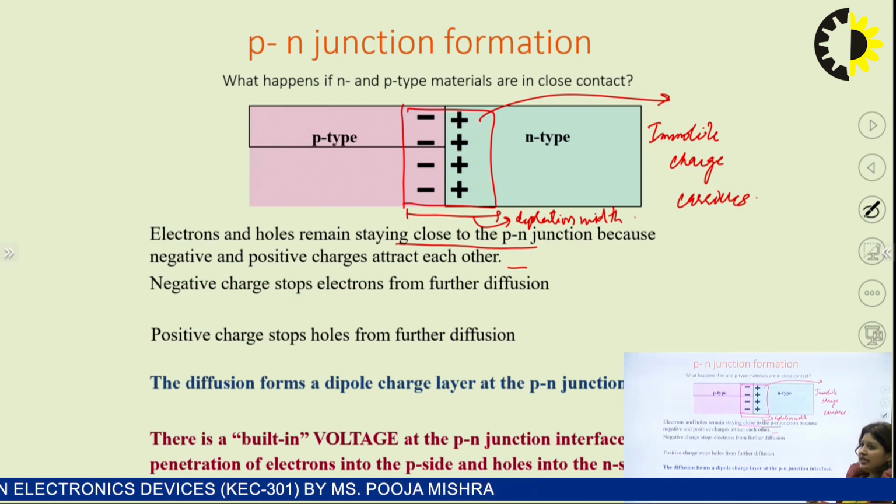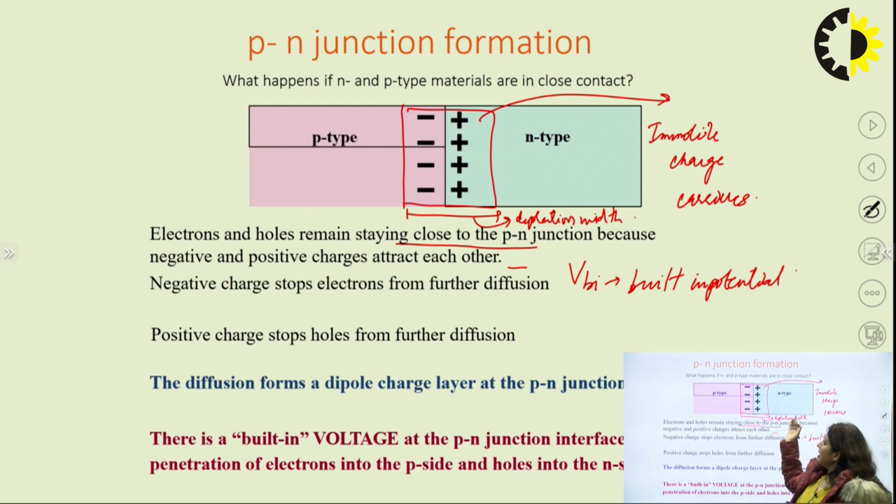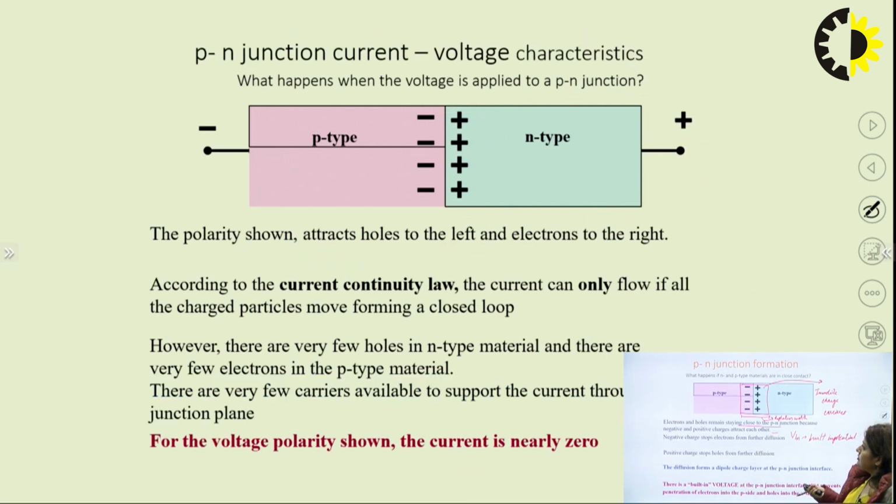So there is a built-in voltage, or built-in potential, at the p-n junction interface that prevents penetration of electrons and holes from the n side to the p side and from the p side to the n side. So there will be some built-in potential, which restricts holes from getting into the n side and electrons from getting into the p side. We will discuss this built-in potential and the space charge width in later lectures.